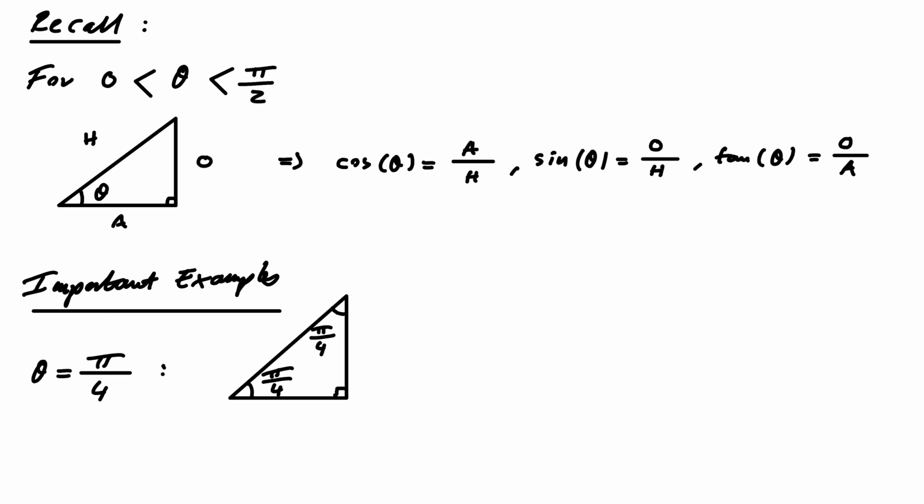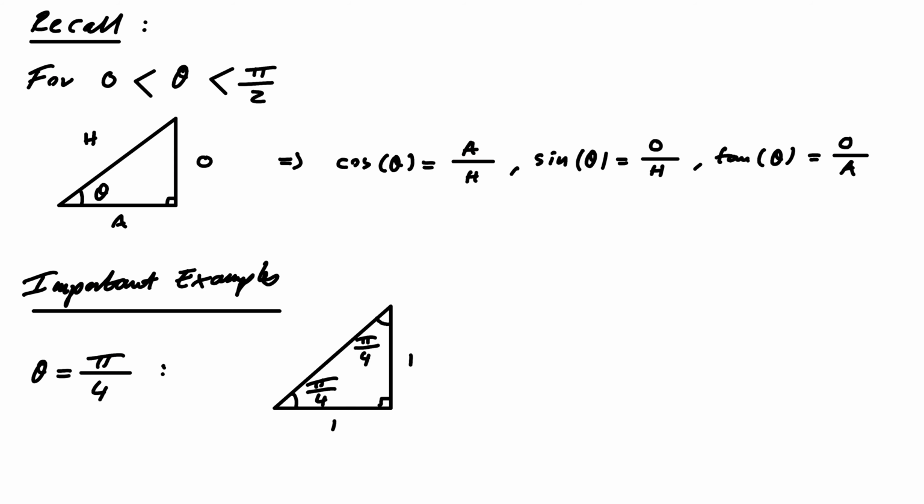Remember what we're trying to work out. We want to know sine, cos, and tan for pi over 4. If I've got exactly the same angle there and there, I know that I have to have exactly the same length here and here. So just for simplicity, let's choose 1 here and 1. And what does that mean? Because it's a right-angled triangle, I can apply Pythagoras. This side has to be the square root of 1 squared plus 1 squared. That's the square root of 2.